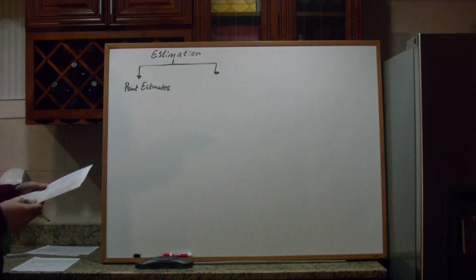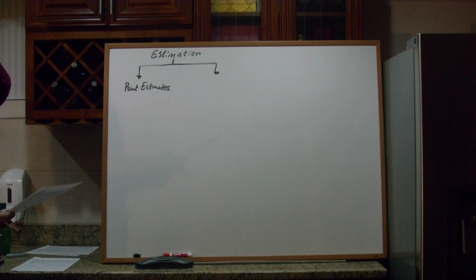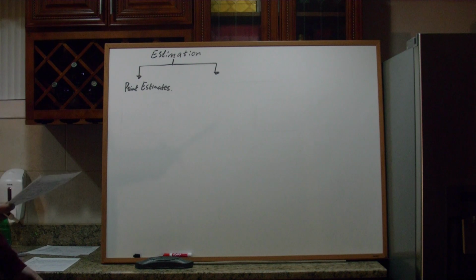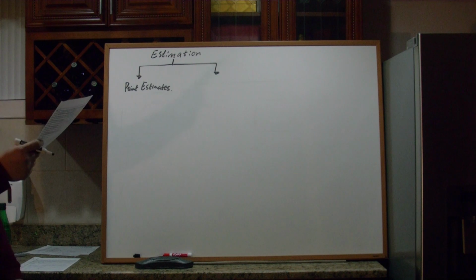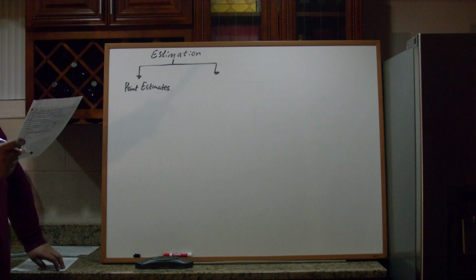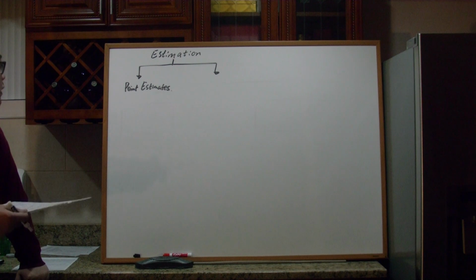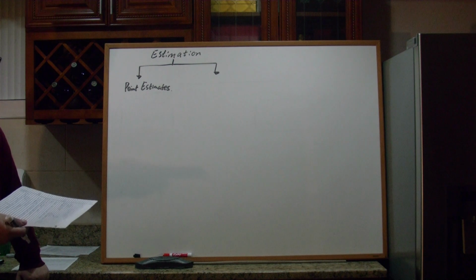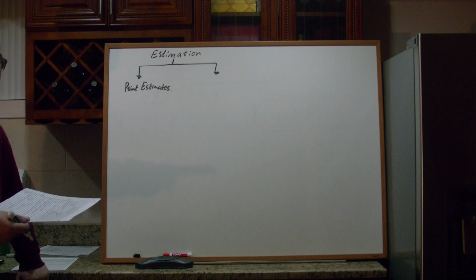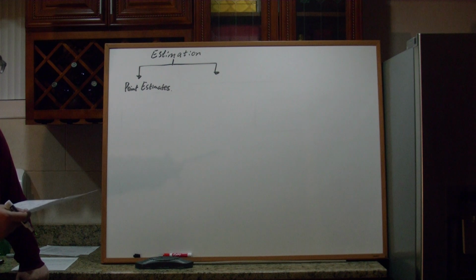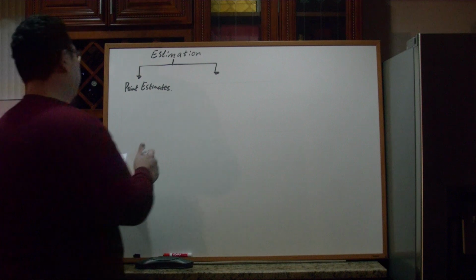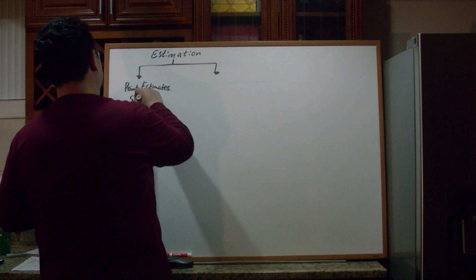There are two types of point estimations. The point estimate is a single value. Usually, the best point estimate of a population parameter will be the sample statistic. We'll see a single value as a point estimate.